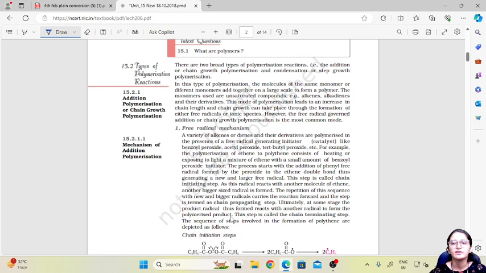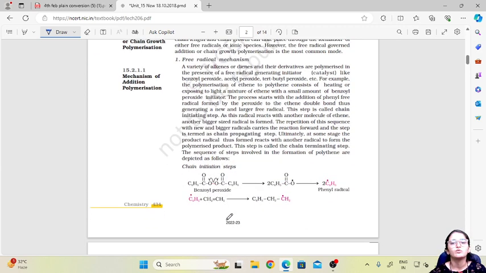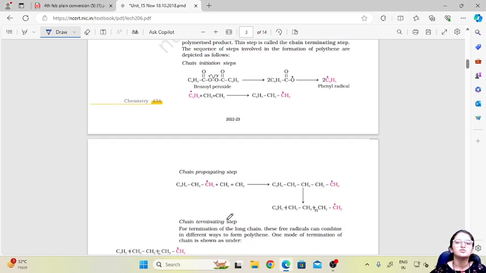For example, we have alkenes, alkadienes and their derivatives. Then we have the free radical mechanism. We already know what the free radical mechanism is, wherein the radicals are formed and then we get the product. This is the mechanism of addition polymerization, meaning how addition polymerization takes place. We have different steps here. First is the chain initiation step, in which we initiate a radical: here we have phenyl radical and here acetate radical. Then the chain propagating step in which we form the polymer.